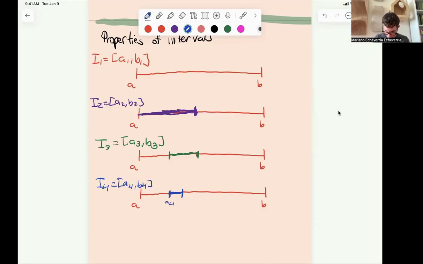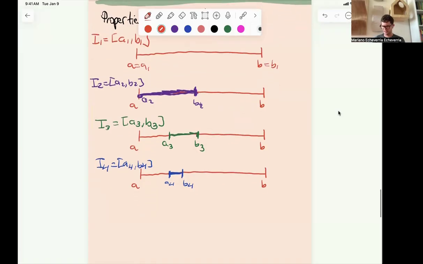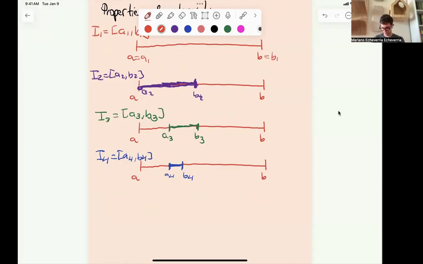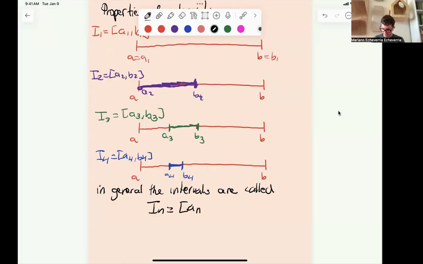So here's A4, B4. Here's A3, B3. Here's A2, B2. And there's this A1, B1. Okay. So what I want you to notice is the two main properties that these intervals have. In general, the intervals are called I_n equal to [A_n, B_n].